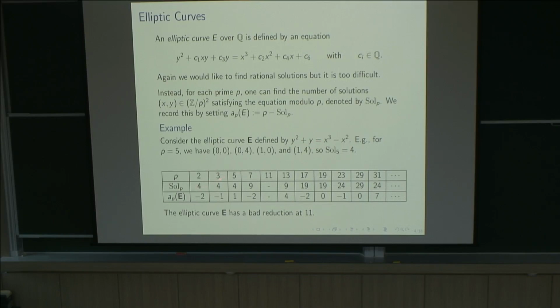I'm just saying that you can do this for any p. For any given p, you can do this. And then you record as prescribed, which is to compute p minus Sol_p. And that's a_p. So in the case of 2, we just computed Sol_2 to be 4, so your a_2 will be 2 minus 4, which is minus 2. In the same way, Sol_3 is 4, so you'll be getting minus 1. For 5, Sol_5 is 4, the difference is 1, and so on. Minus 2, 4, minus 2, and so on.